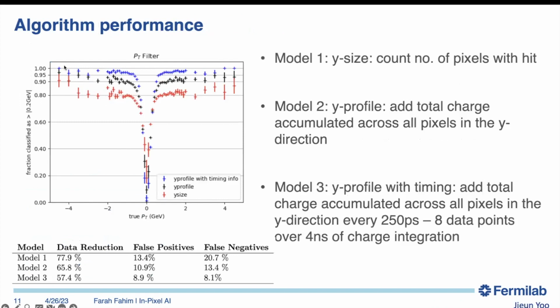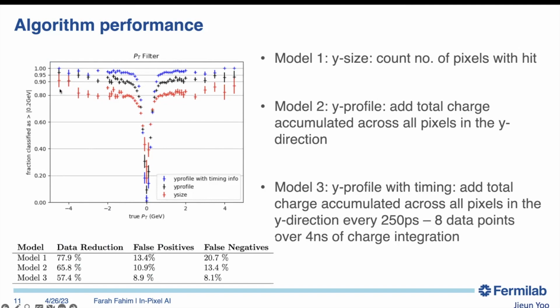Okay, so this is what we get as algorithm performance. We developed 3 different algorithms. One only took Y size information. All we did was count the number of pixels in the Y axis that were hit, and that is all. That was the only information available to the neural network to determine what fraction has been classified as above 0.2 GeV and what fraction has been classified as below 0.2 GeV.